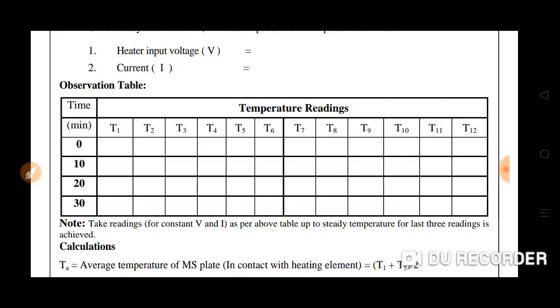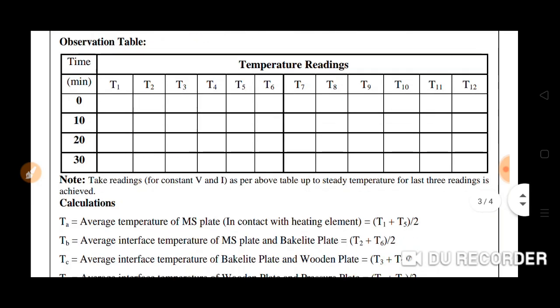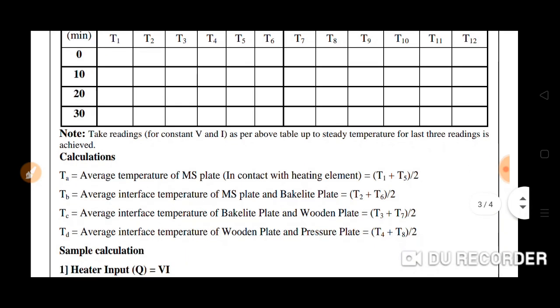Okay, so temperature, again see, we have to calculate the mean reading of T1 and T5. What is T1, T5? It is the temperature of mild steel in contact with the heating element. So T1 and T5 is the temperature in between the heating element and mild steel.